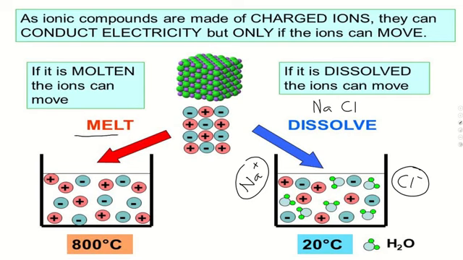If you did the same thing for metal, so you melted metal, you'd actually see a decrease in the electric conductivity. So the electric conductivity actually goes down, whereas with ions, it increases.